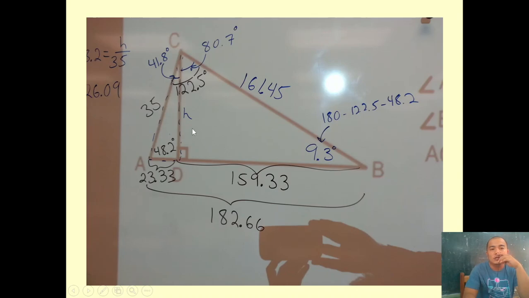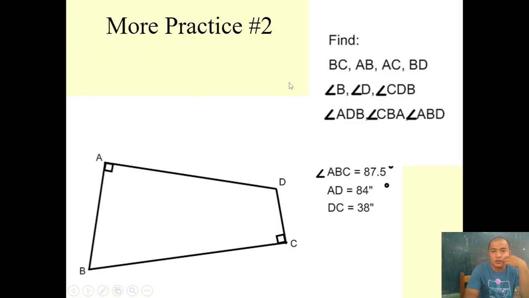So for h, we use the sine. h over 35 equals sine 48.2. We use the sine function: opposite over hypotenuse. That is the answer. And to solve this, is there no solution?